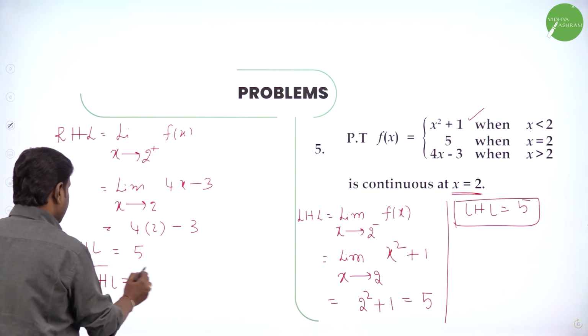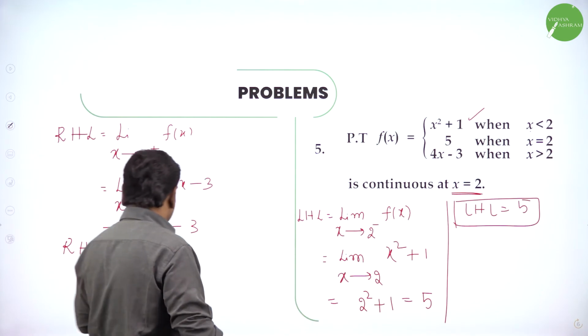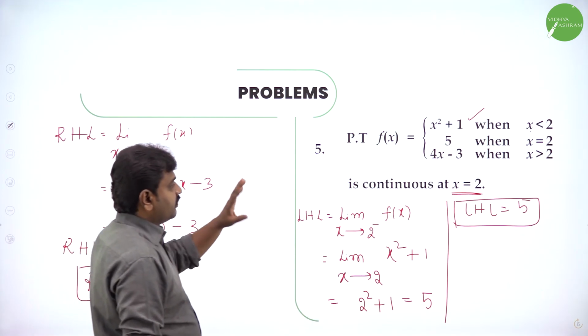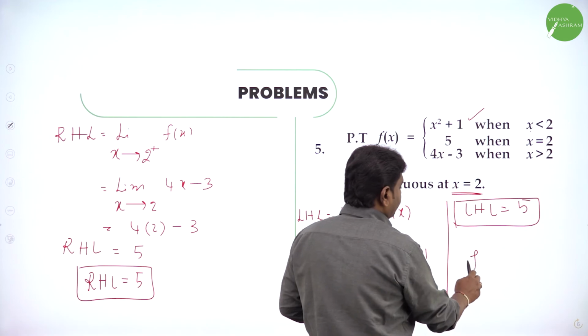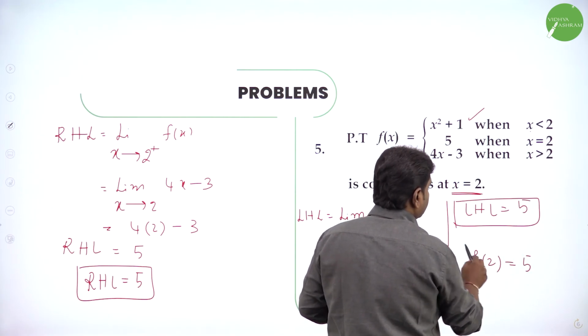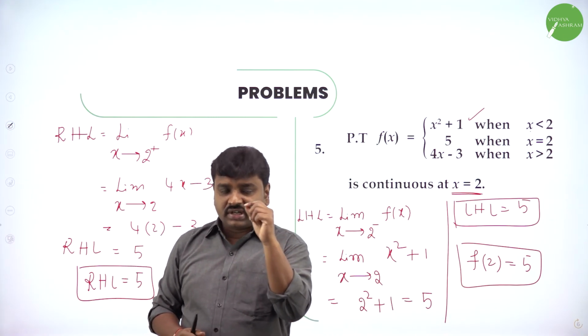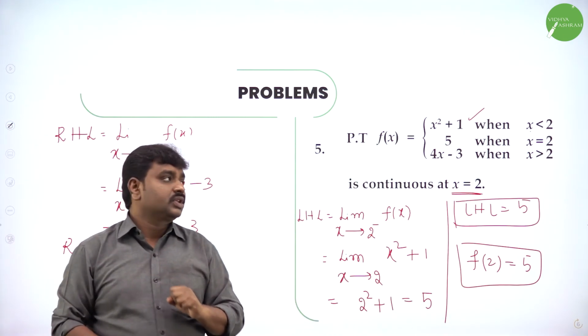So you got LHL value, you got RHL value. LHL is 5 and RHL is 5. Now you go to functional value at 2. Find f of 2. f of 2 means when x is equal to 2, what is the functional value? 5. f of 2 is 5. So LHL, RHL, f of 2, all three are what? Same.